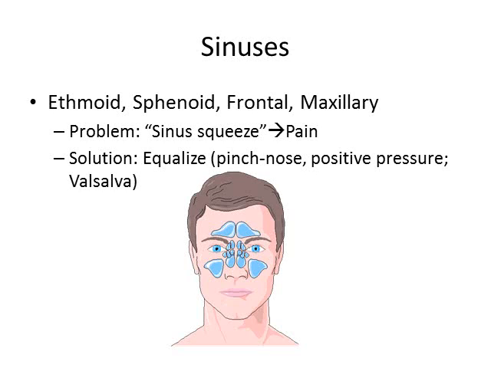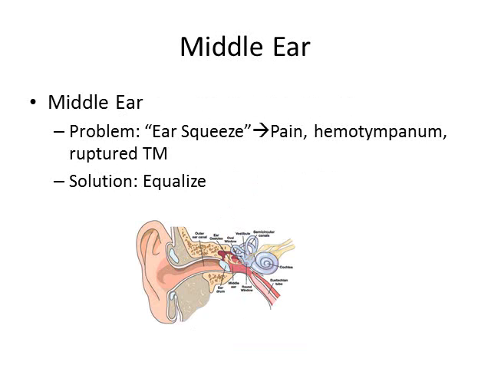or the Valsalva maneuver. Moving on to the middle ear, the problem is similar, except this time it's called ear squeeze. This can be more dangerous in that it can create pain, hemotympanum, or even a ruptured tympanic membrane. The solution is the same as for the sinus squeeze. You need to equalize, most commonly utilized by a Valsalva maneuver.